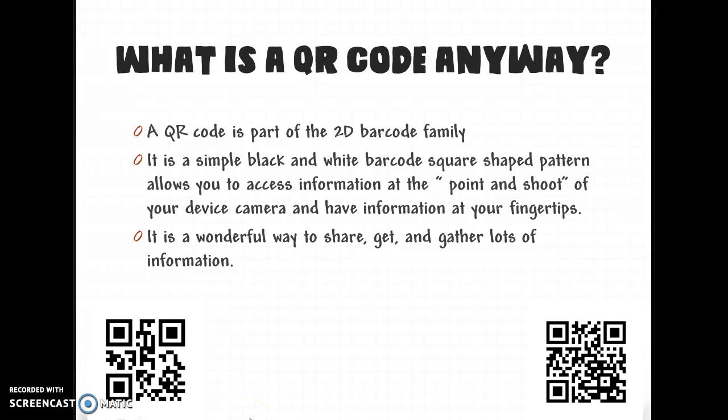What is a QR code anyway? A QR code is part of the 2D barcode family. It's a step up from the traditional barcodes. It's a simple black and white square pattern that allows you to access information at a point and shoot of your device camera and have information at your fingertips.